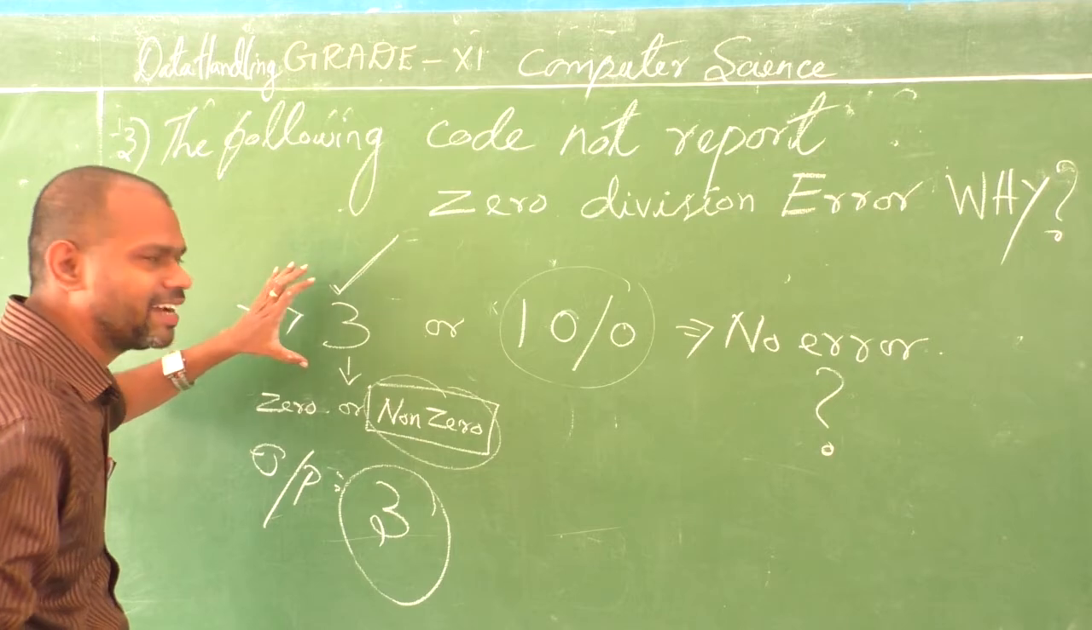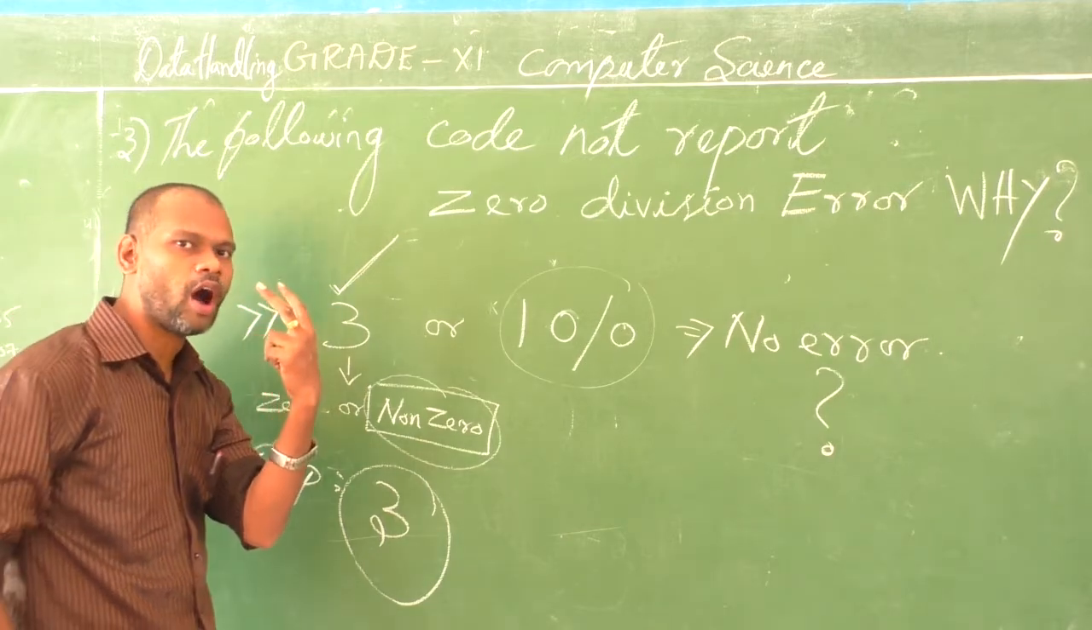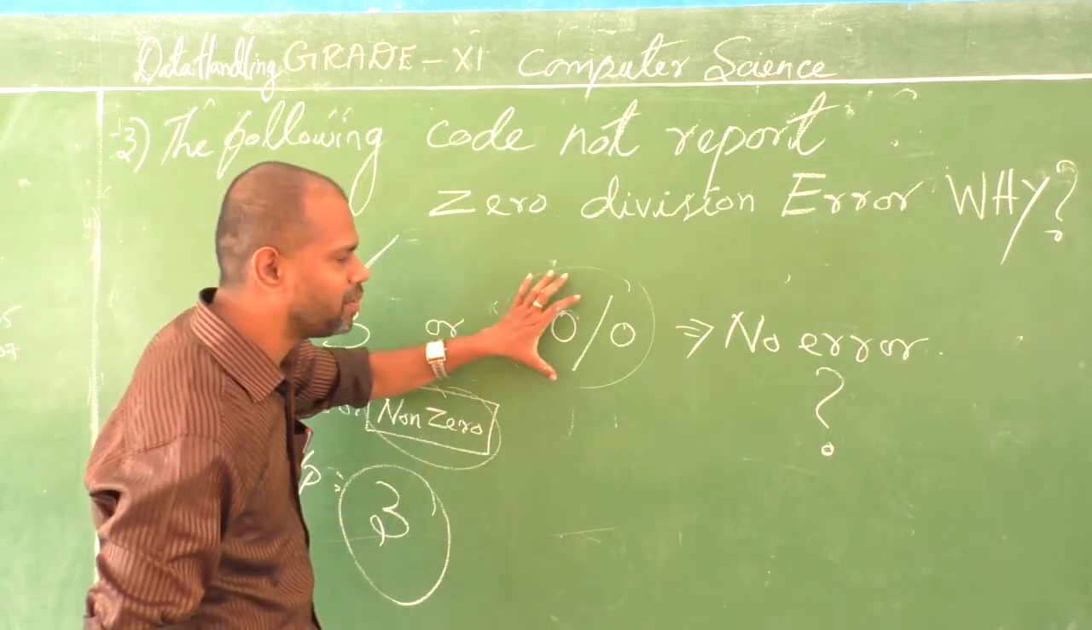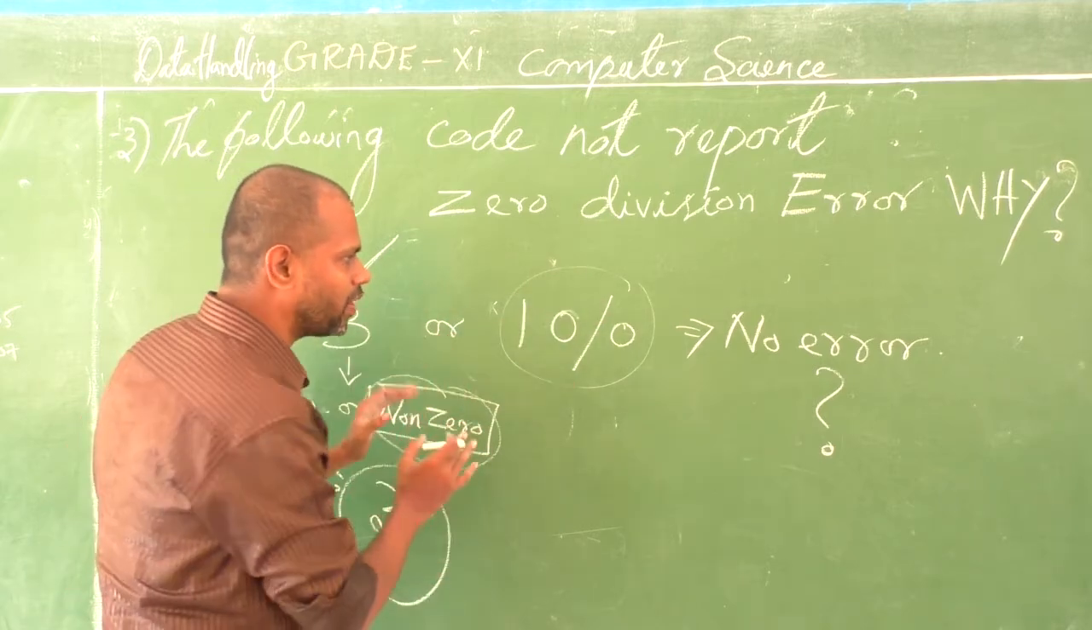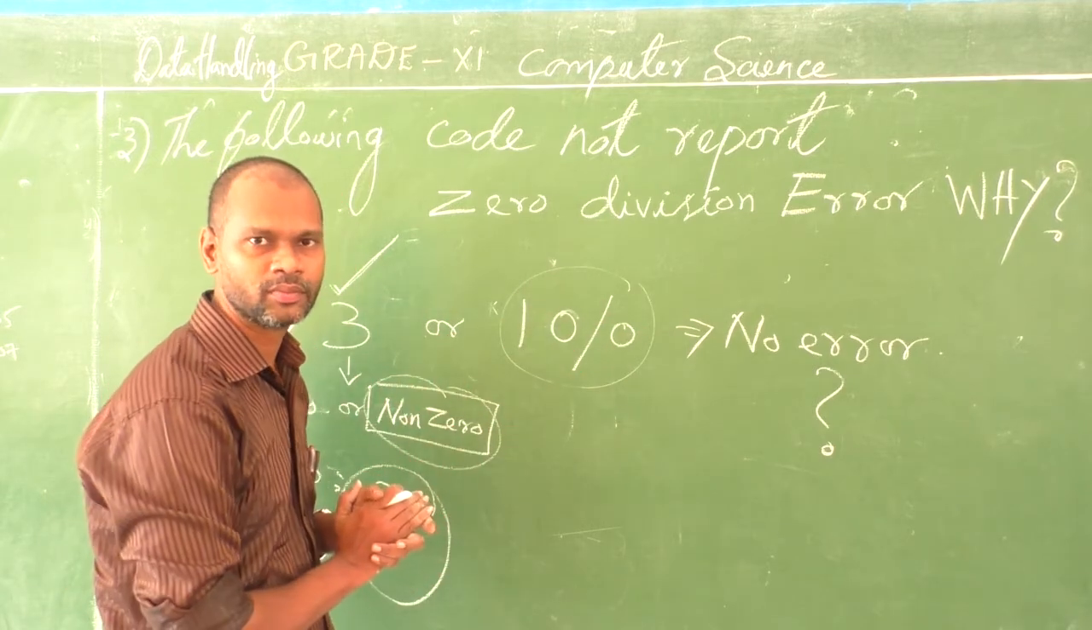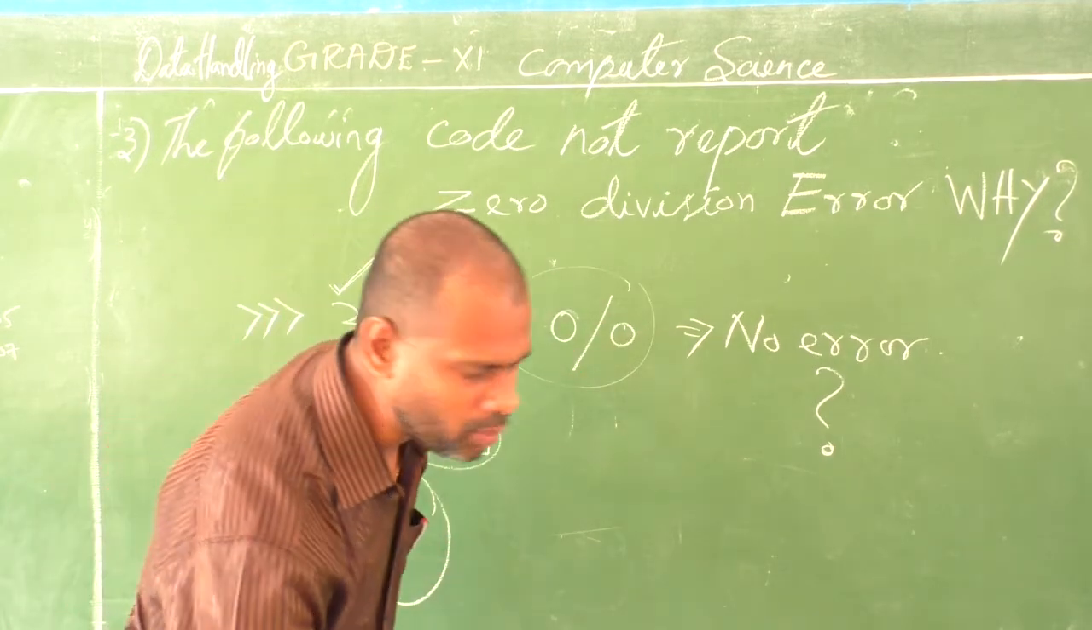Since it is selected, the control flow of the system won't go for 10 by 0. It won't go there. Understand? So that's why there is no error. Okay, fine. So one more question is there.